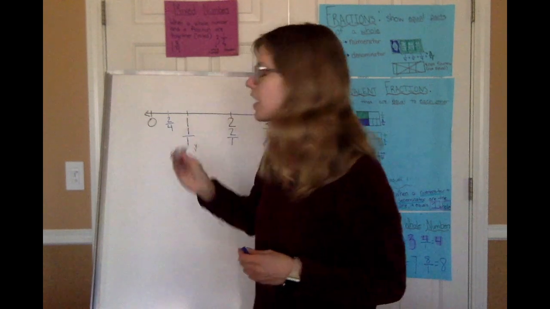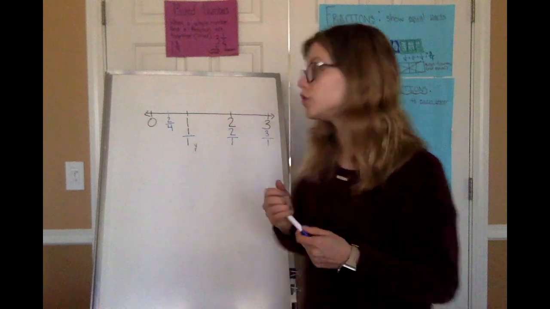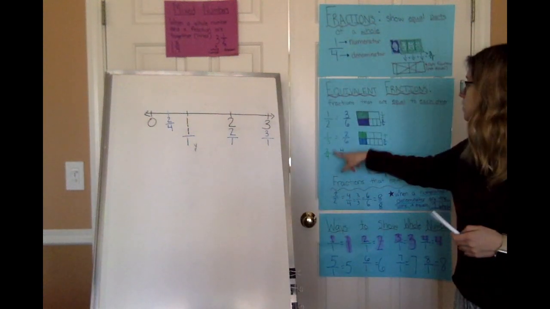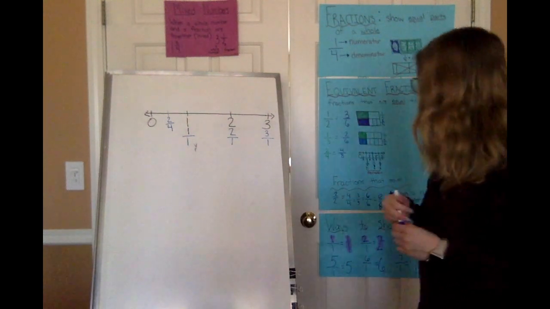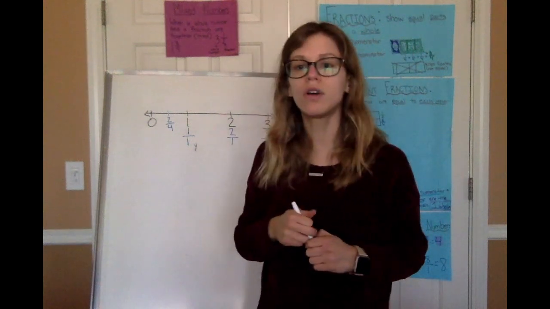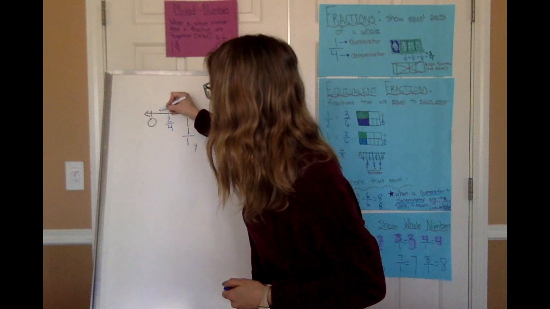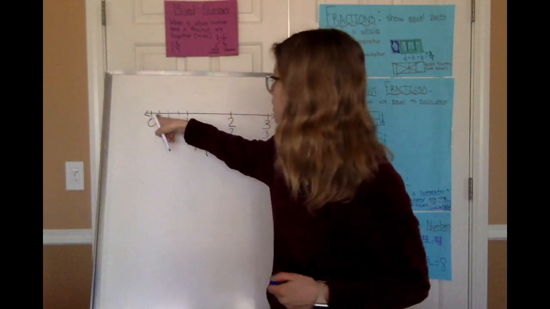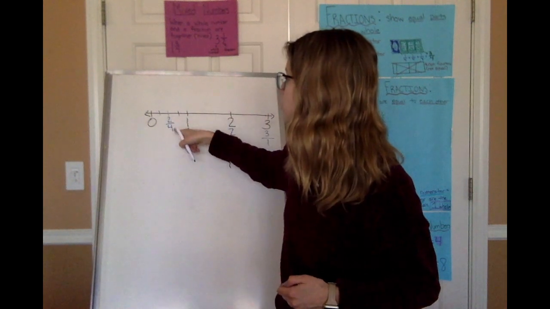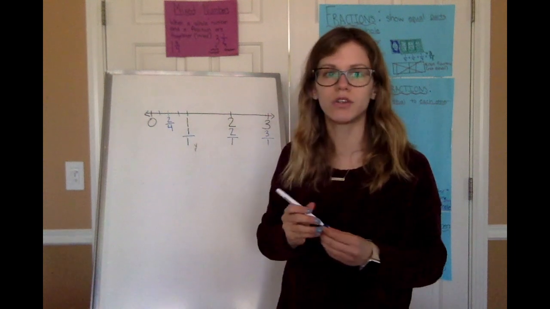And I could have figured that out by either thinking, I know that 2/4 is also equal to 1/2. Or I can also think that I could just separate it into fourths and know that that's 1/4 and 2/4. So that's where I would plot 2/4.